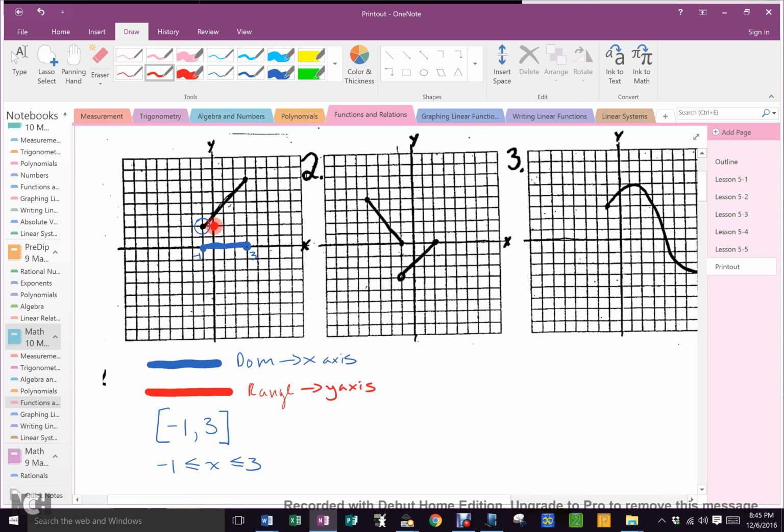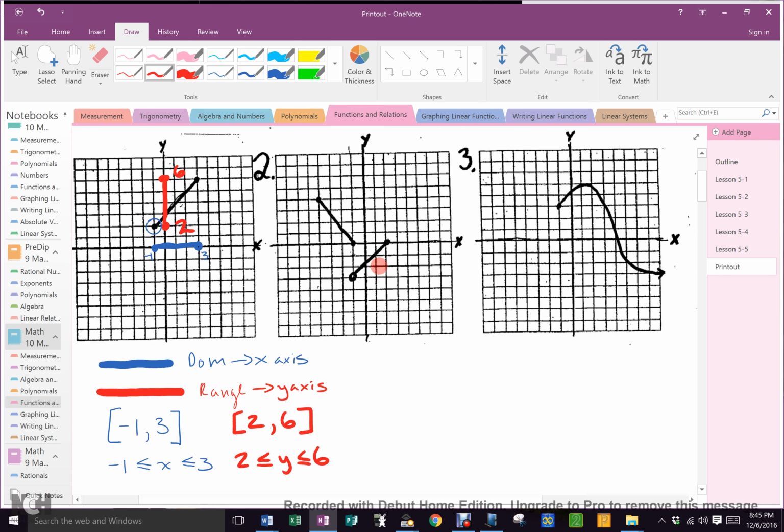So I start here, that's where my range starts, and it goes up to here, which is 2, 3, 4, 5, 6, up to 6. And you can see it covers part of the y-axis. It includes 2, so I use a square bracket, and it includes 6, so we use a square bracket. And then we do it again down here: 2 is the lowest, less than or equal to y, less than or equal to 6.